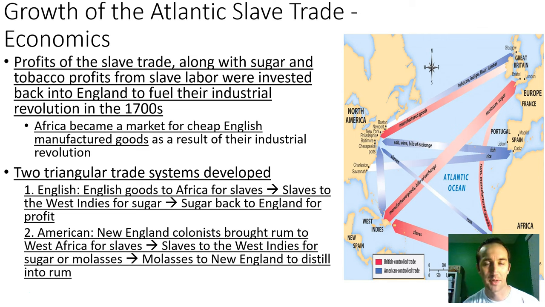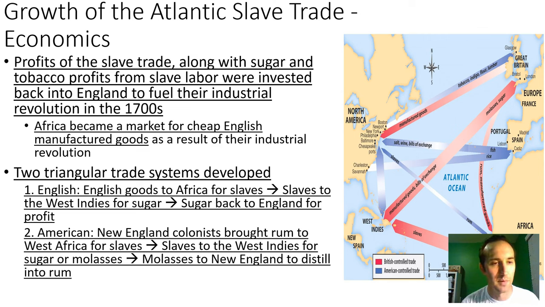The profits of the slave trade, along with sugar and tobacco profits from slavery, were invested right back into England. So England's going to use all this money from the slave trade, which is significant, to fuel change. And so this allows them to be the first nation to have their industrial revolution, where they move into machinery and more advanced labor, and moving away from farms to factories. And so Africa becomes a market for all these cheap English manufactured goods that they're making. As they go from handmade cloth to machine-made cloth, they're able to produce a whole lot of it to sell to Africa.